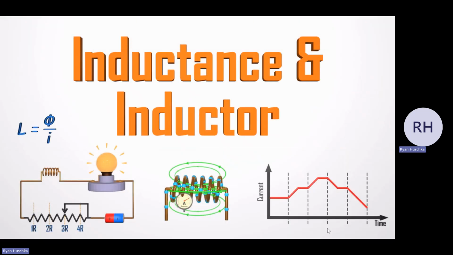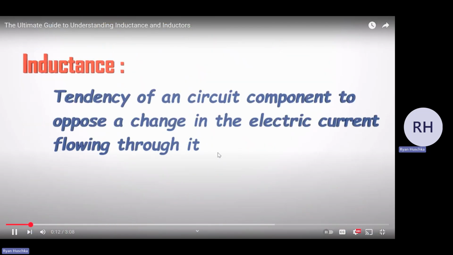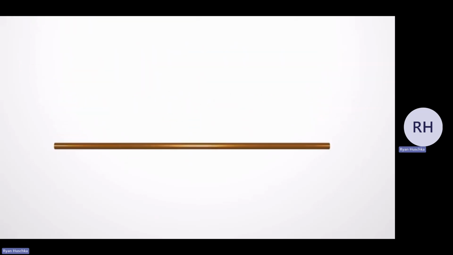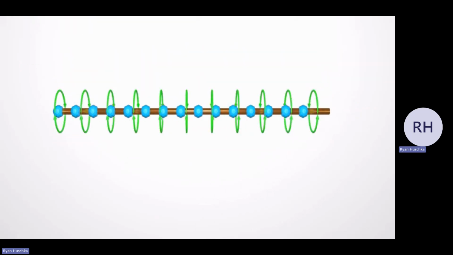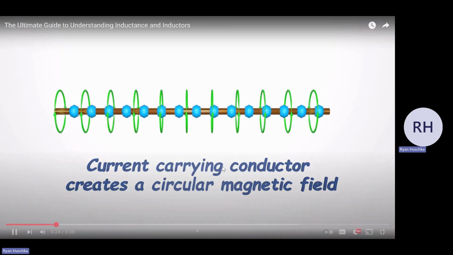Today, we are going to talk about inductance and inductors. Inductance is the tendency of an electrical conductor to oppose a change in the electric current flowing through it. In our tutorials about electromagnetism, we saw that when an electrical current flows through a wire conductor, a magnetic flux is developed around that conductor.